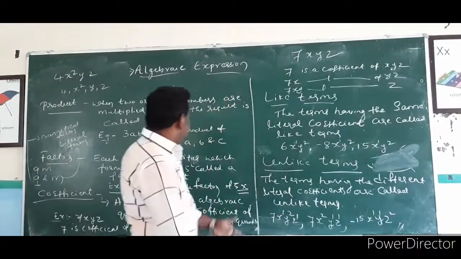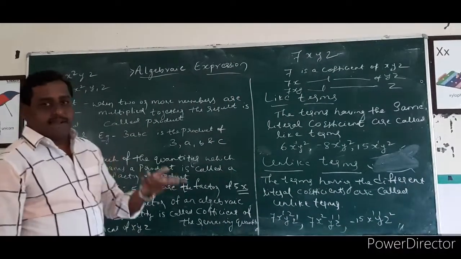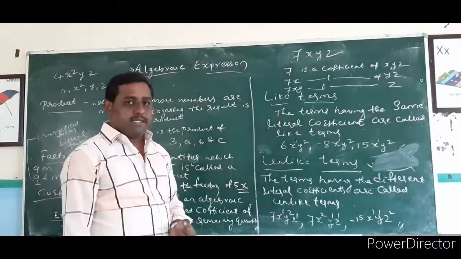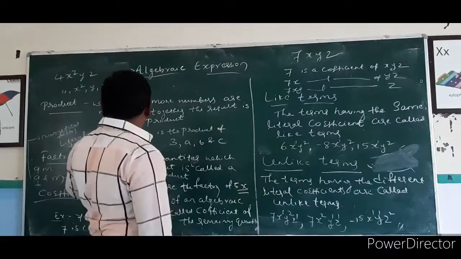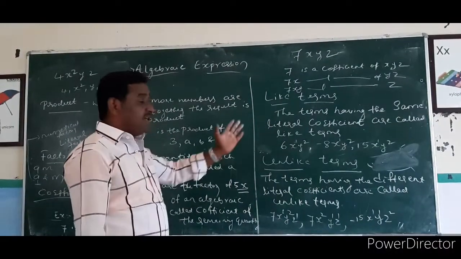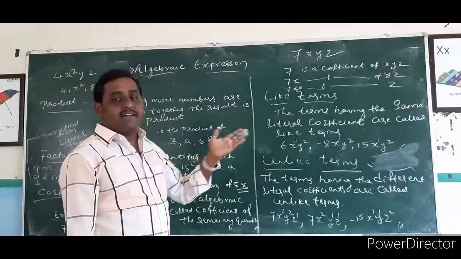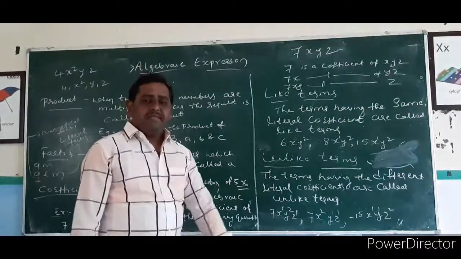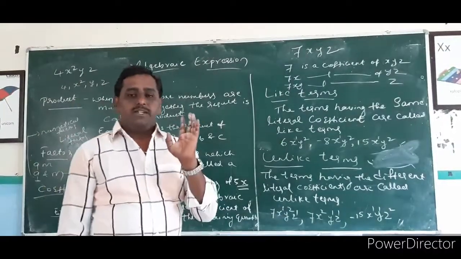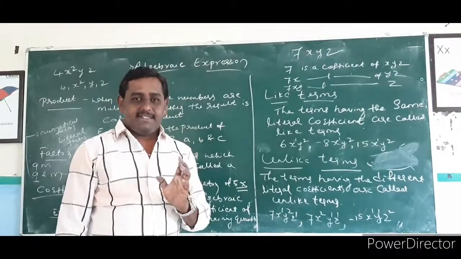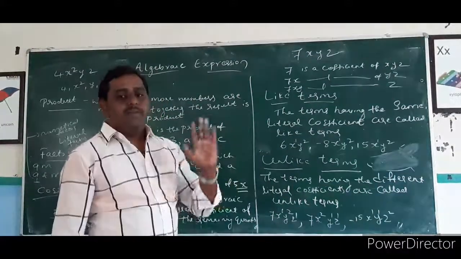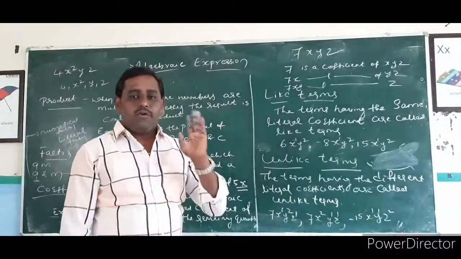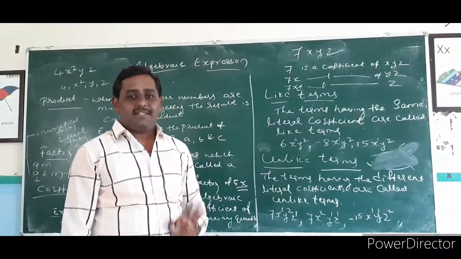So till now we have learned algebraic expressions, types of algebraic expressions, degree of a polynomial, and product, factors, coefficient, and the difference between like terms and unlike terms. Based on this, in your textbook there is exercise 11A. Please solve exercise 11A based on this information. You can sit at home and solve it. Thank you.